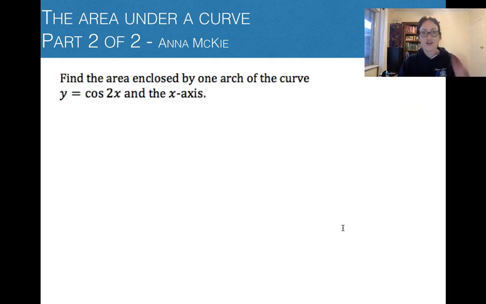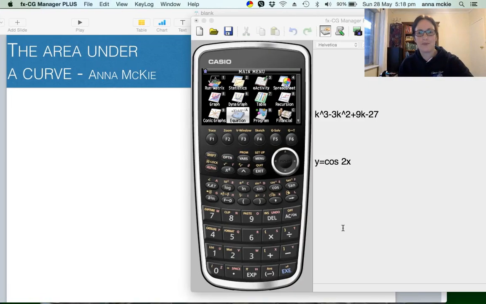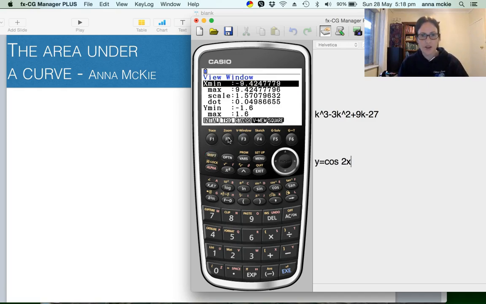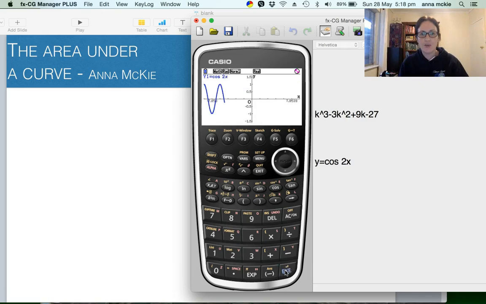Second one, a trig question. Find the area enclosed by one arch of the curve y equals cos 2x and the x-axis. So you must use your calculators to see what this looks like. So into our graph menu, we have y equals cos of 2x. So start with a trig window and let's see what we're after.